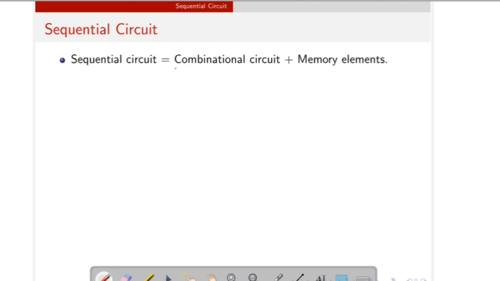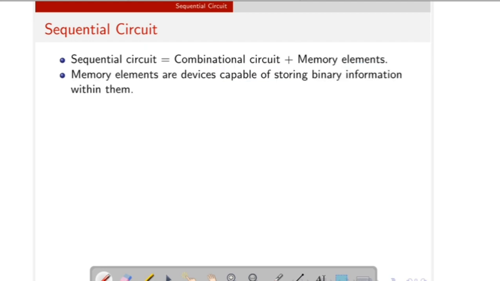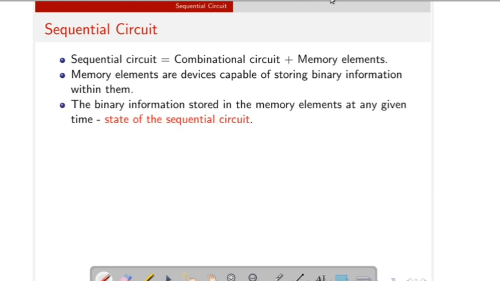Sequential circuit means a combinational circuit with memory elements. That means memory elements are connected to the combinational circuit, then it is called a sequential circuit. So these memory elements or memory devices can store binary information within them. And the binary information stored at any moment in this memory element is called the state of the sequential circuit. Okay, so the memory element can store binary information, and the binary information stored at any given time is called the state of the sequential circuit.